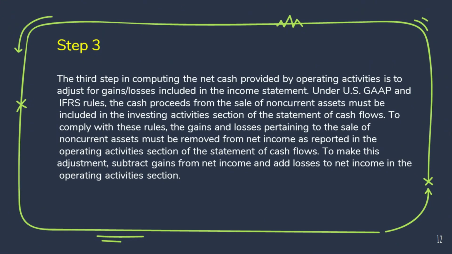The last step in computing the net cash provided by operating activities is to adjust for the gains and losses included in the income statement. Under US GAAP and IFRS rules, the cash proceeds from the sale of non-current assets must be included in the investing activities section of the statement of cash flows. To comply with these rules, the gains and losses pertaining to the sale of non-current assets must be removed from net income as reported in the operating activities section of the statement of cash flows. To make these adjustments, subtract gains from net income and add losses to net income in the operating activities section.